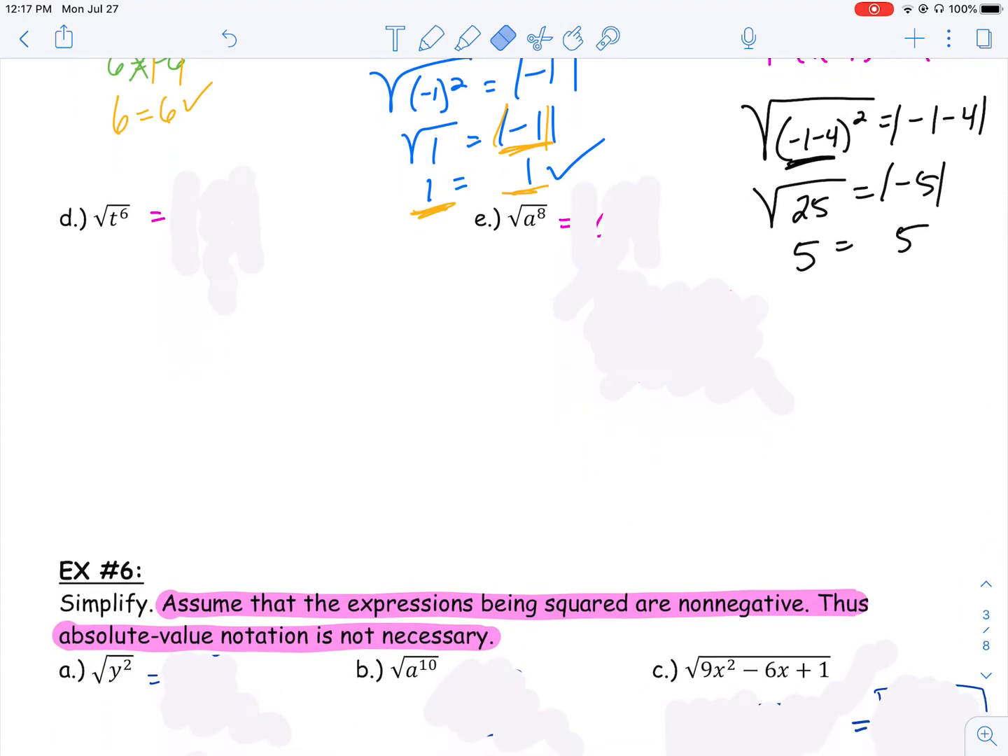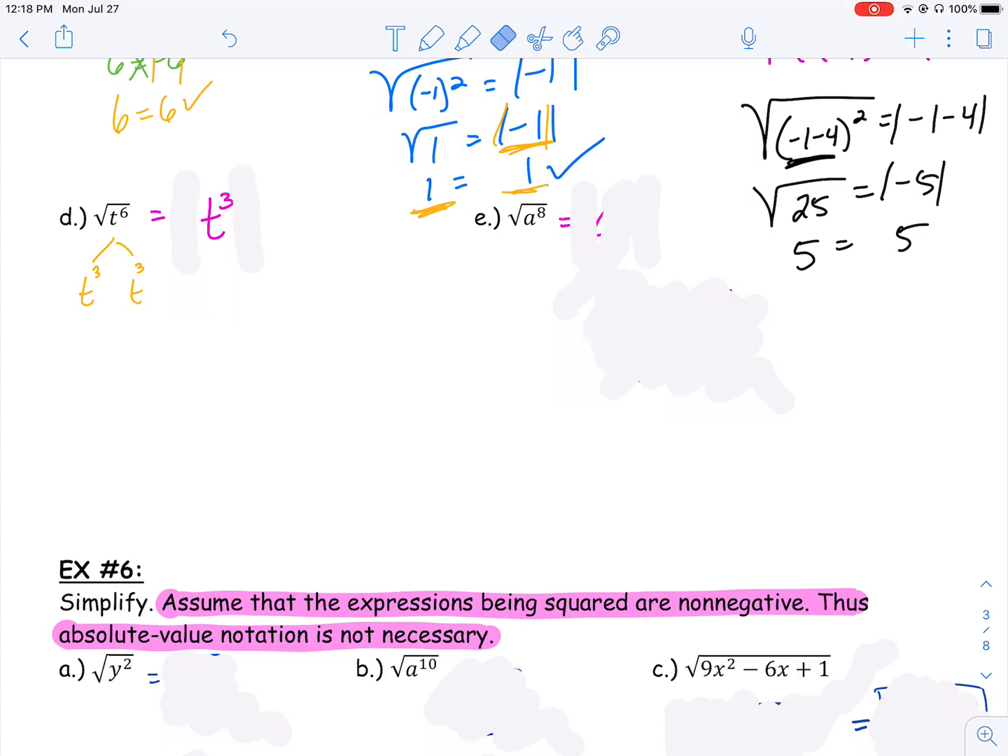These are a little bit different because we don't just have squares anymore. We have the square root of t to the 6th power. Okay, I want you to think about this one. I want you to think about what quantity can I multiply by itself to give me t to the 6th? Well, t times t is t squared. T squared times t squared is t to the 4th. Not quite. But what about t cubed times t cubed? Doesn't that give me t to the 6th? So I can say the square root of t to the 6th is really t cubed.